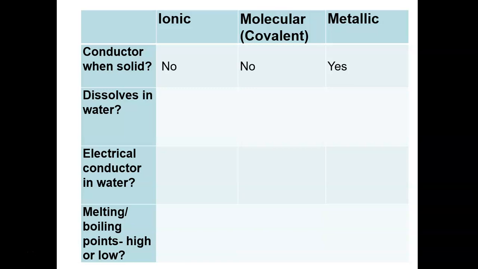As far as their conductivity in the solid state, ionic and molecular compounds are not conductors, but metallic substances are, hence why we make wires out of metal and not salt. In terms of solubility in water, ionic compounds typically dissolve in water. Molecular compounds sometimes do, just depending on their properties. Metallic substances do not. That's why we make buildings out of metal. It would be very bad if they dissolved in water.